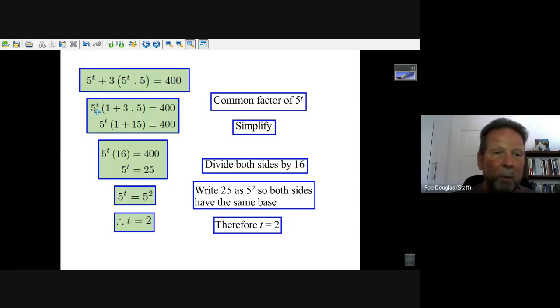You write it down once, 5 to the t, and then you put a bracket: 1, plus there's still 3 times 5 here. You write the 3 times 5 here, and that's really 15. Well, 1 plus 15 is 16, so we simplify that. Then you divide both sides by 16. 400 divided by 16 is 25. And 25 is 5 squared, so t must equal 2.